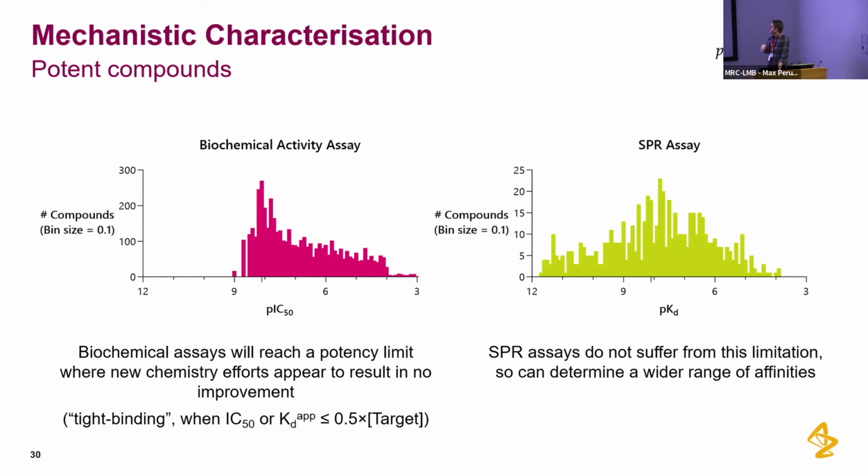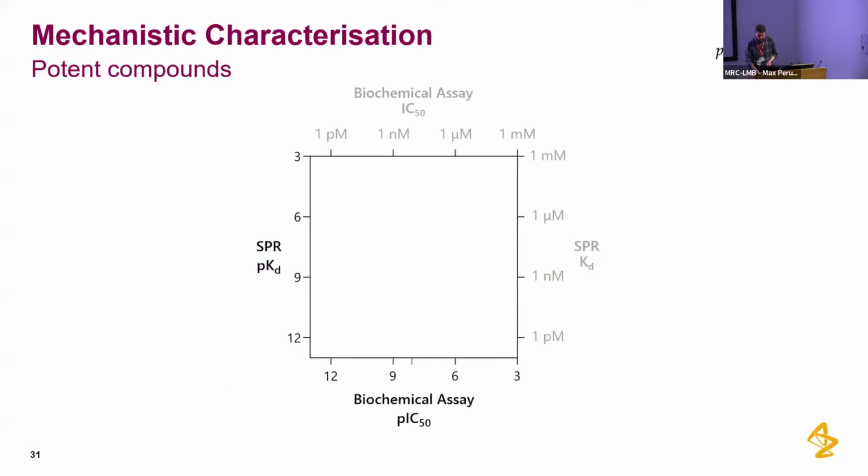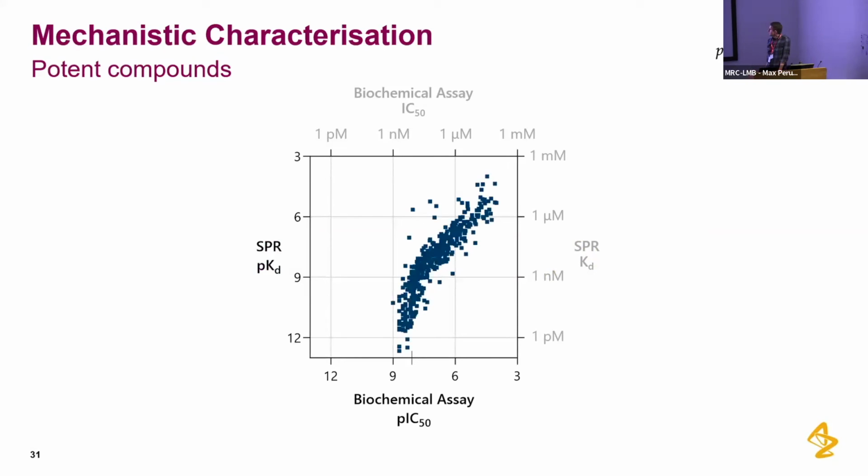The important thing to consider, though, when you have two assays like this is, do they correlate? Just because you've got a more potent binder, it does not necessarily mean that it is a more potent inhibitor. To look at that, we can correlate or plot the two parameters against each other. So you can see on the x-axis is the biochemical assay pIC50, the y-axis is the pKD.